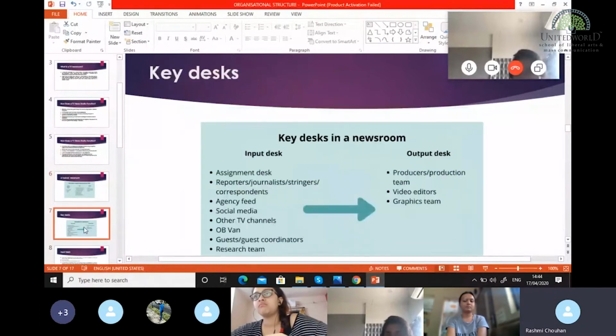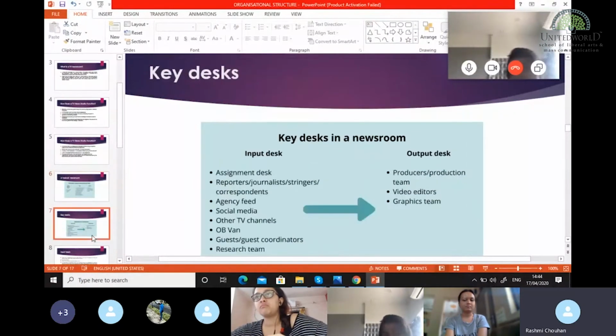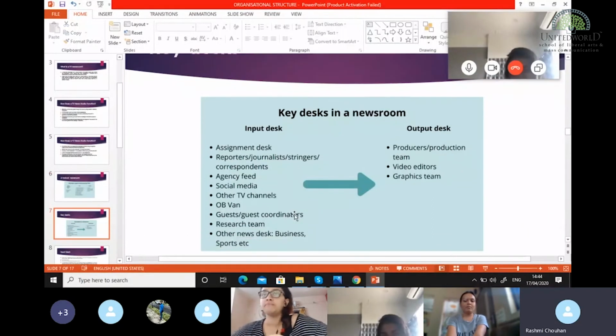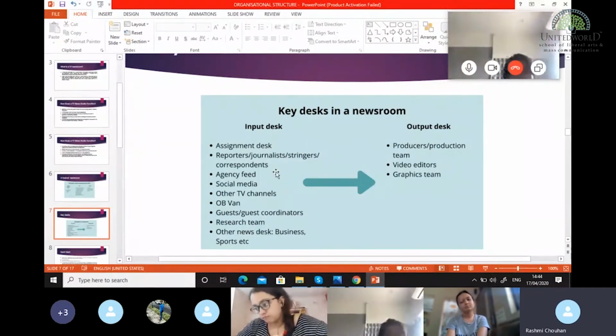Okay, now the next slide. So see, in this slide, I discussed two desks, input and output desk. We have to understand everything inside out about the input and output desk. If you happen to work in a newsroom or in a television news channel, there are high chances that you'll be part of either of the desks, right? Now, the input desk has an assignment desk. We'll discuss this again later. Reporters, journalists, stringers, or correspondents. You know the differences between them: correspondent, stringer, journalist, and reporter.